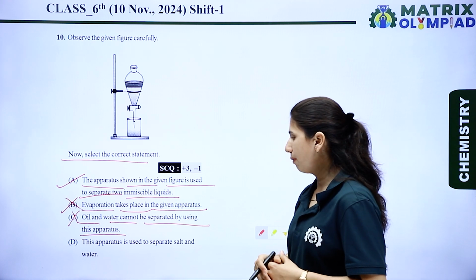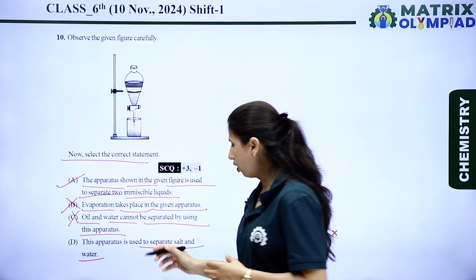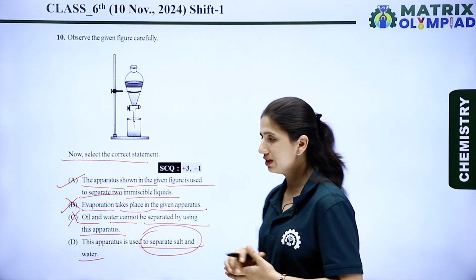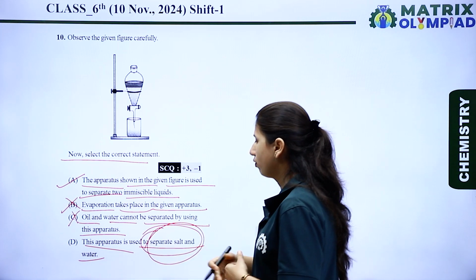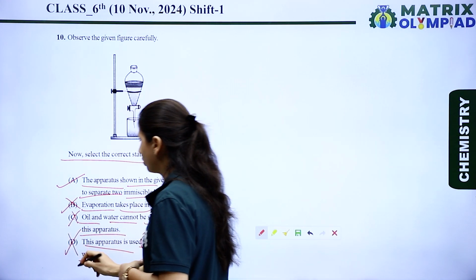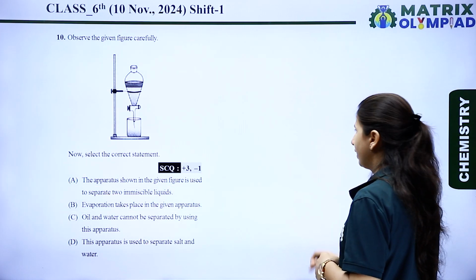Next: this apparatus is used to separate salt and water. No, salt and water form a miscible solution, or we can say a true solution. So this salt and water solution cannot be separated by this method. So this is also a wrong option. So option A is the right option for this question. Now let's see the next question.